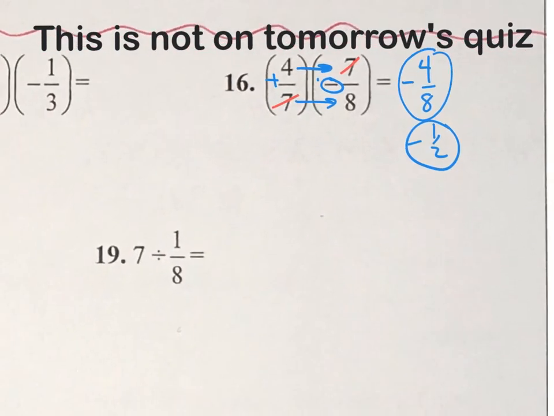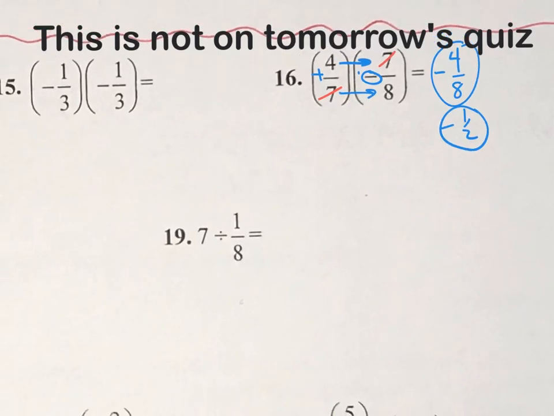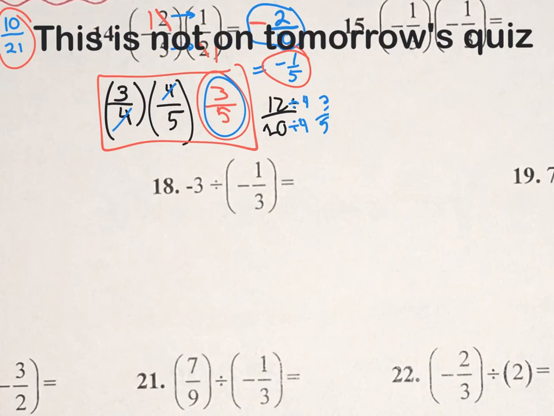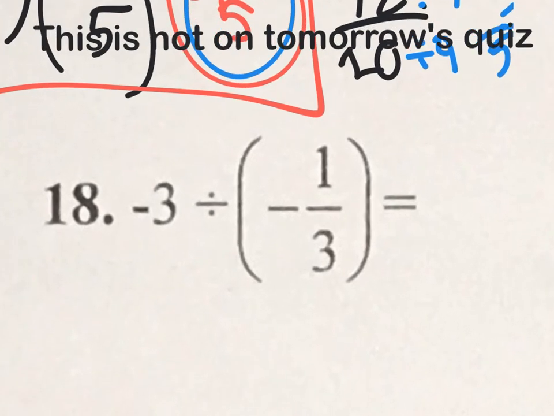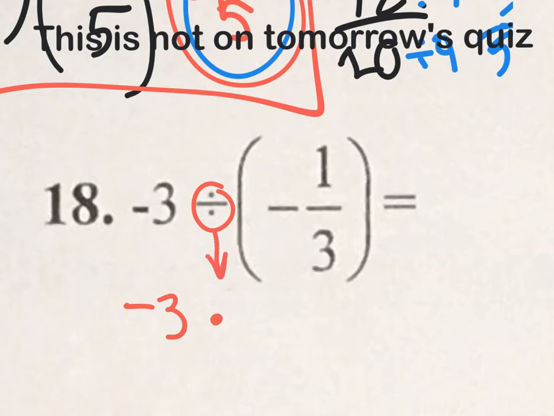We also have division of fractions. Whenever you divide by a fraction, you're going to convert the division to multiplication, and you're going to flip this fraction. So number 18, it's going to be a -3. The division becomes multiplication, but this fraction, instead of 1/3, is going to be 3/1.